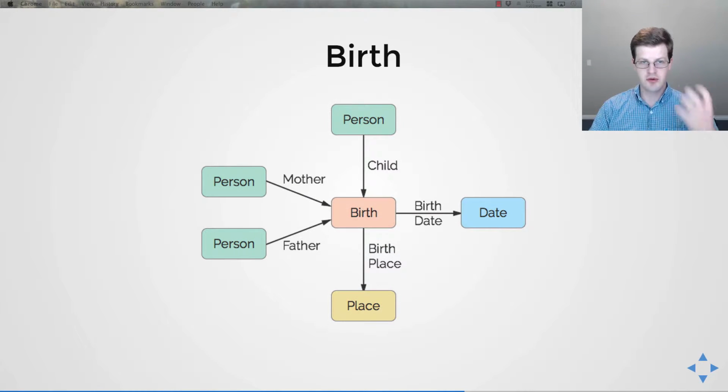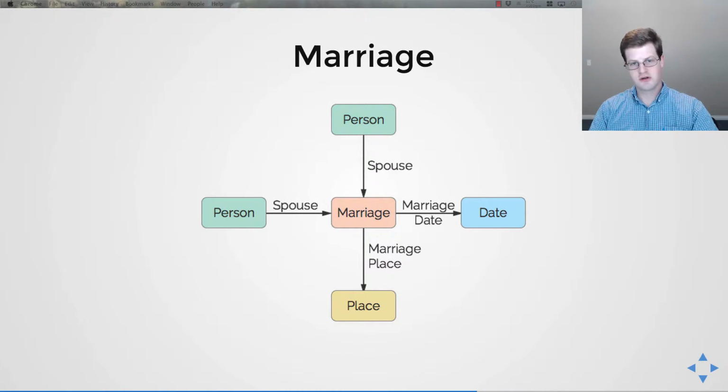For example, here's what a birth looks like in ptree. You have three-person nodes, a date node, a place node, and a birth node itself with these relationships. A marriage looks like this.